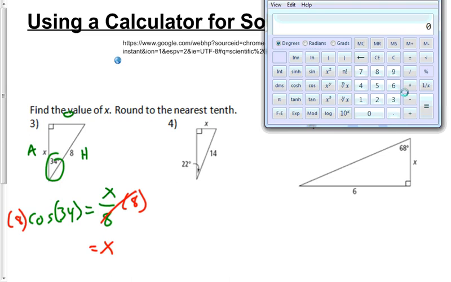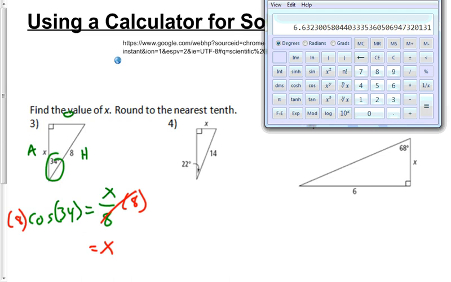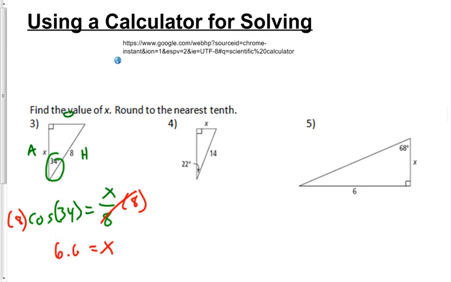So I'm going to plug that in here. I'm going to do cosine of 34. There's the cosine of 34, and then I'm going to multiply that by 8. And I get 6.6, we'll say. We'll round it. 6.6 is our x. And if you look at it, it does make sense. The longest side is 8, so the second longest side would have to be slightly smaller than that, and it is 6.6. So that's how you use the trig ratios and use it in the calculator.